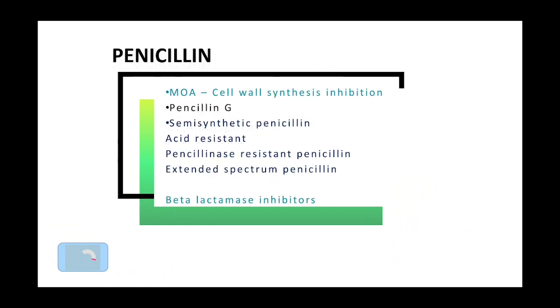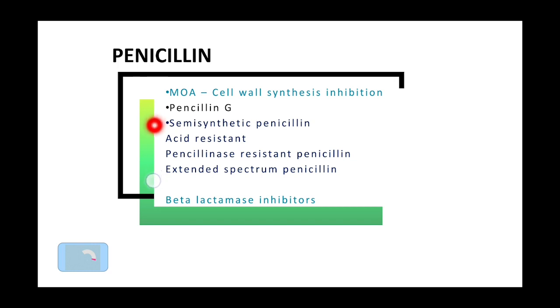The first discovered penicillin is penicillin G, which is also known as benzyl penicillin. It has a narrow spectrum of activity, mainly covering gram-positive bacteria. The dose given is 0.5 to 5 million units, given either IM or IV 6 to 12 hours daily. Then came the semi-synthetic penicillin.